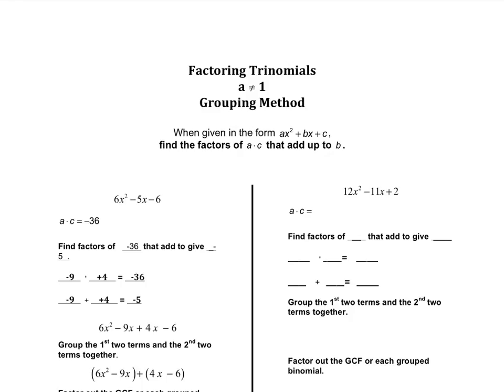In this video, we will talk about factoring trinomials, which means 3 terms, anything in the form of 3 terms, when a is different from 1. And the method we're going to be using in this video is the grouping method. Now, there are other methods, but the first method I would like to discuss with you is the grouping method.